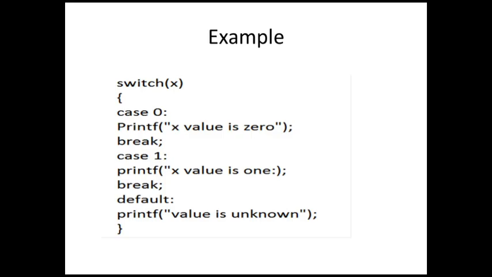Here we explain with one example. In the switch statement there is a variable x. If the x value is 0, it indicates the value is 0. If the given x value is 1, it indicates the value is 1. Case 0 and case 1 are separated using a break statement. If the x value is neither 0 nor 1, then by default we consider the value as unknown.